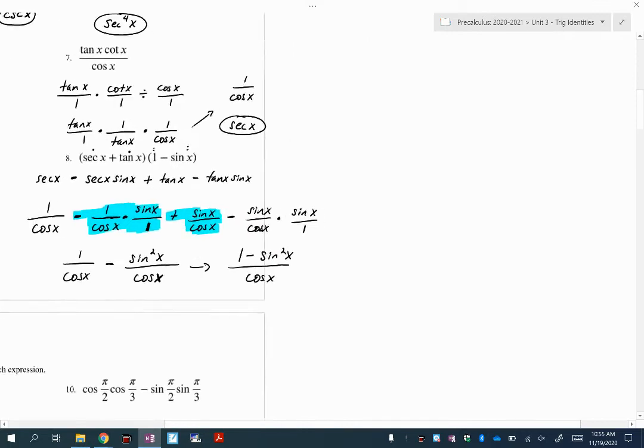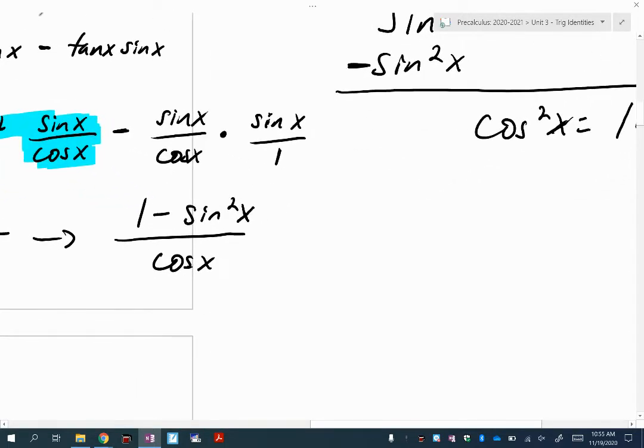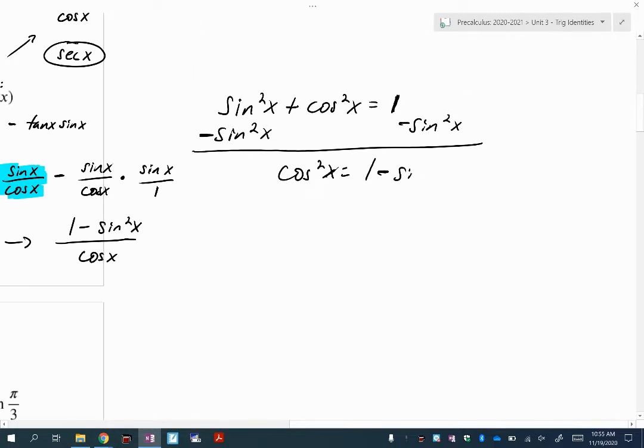And if we use one of our Pythagorean identities, which says sine squared x plus cosine squared x equals 1, and we move the sine squared x to the other side, we get cosine squared x equals 1 minus sine squared x. So I'm going to replace in this numerator where it says 1 minus sine squared x with cosine squared x. And cosine squared x divided by cosine of x is just cosine x.